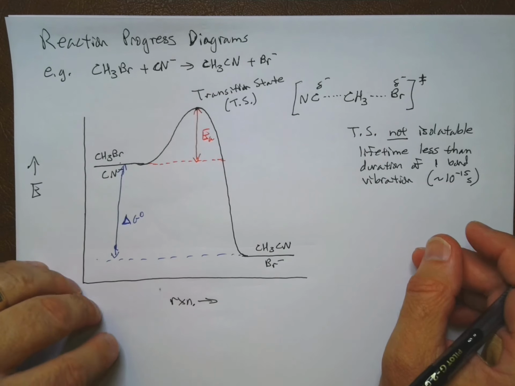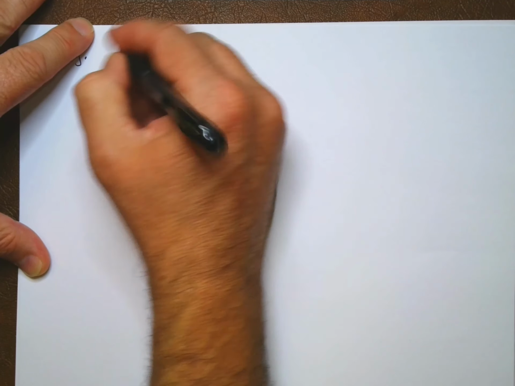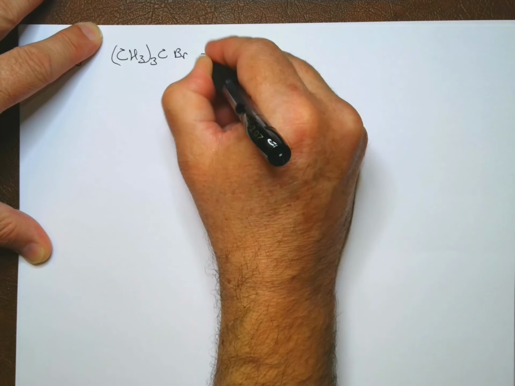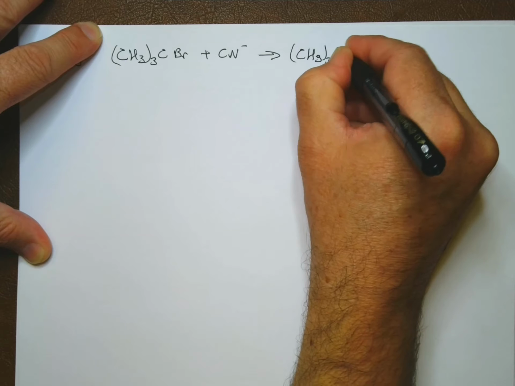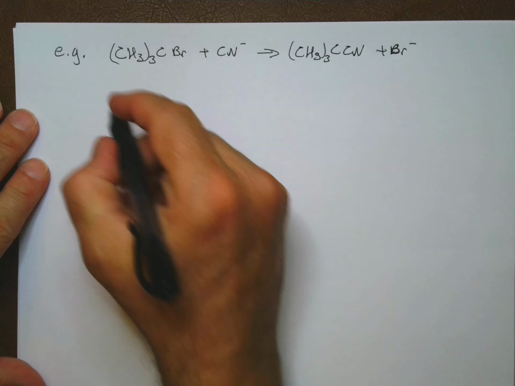Now what about the other reaction that I showed? Let me just grab a couple more pieces of paper here. Now let me just grab all my paper. There we go. What about that other reaction? Let's take a look at it. So I've got (CH3)3CBr plus CN minus goes to (CH3)3CCN plus Br minus. Sorry about that. All right, so let's see what's happening here.